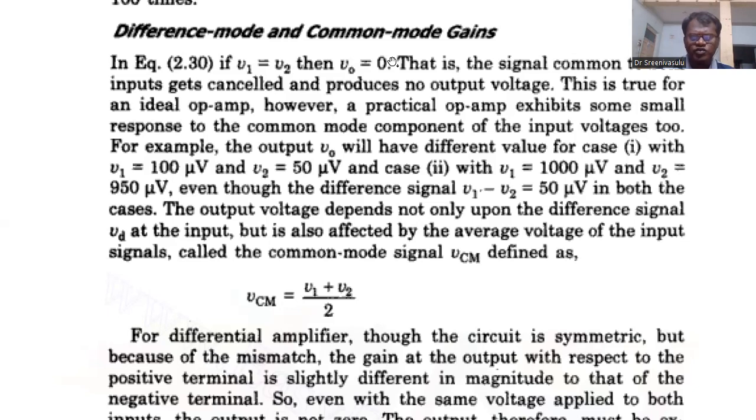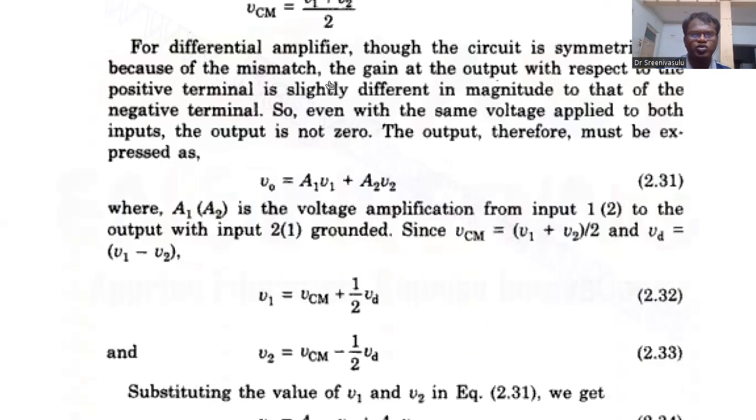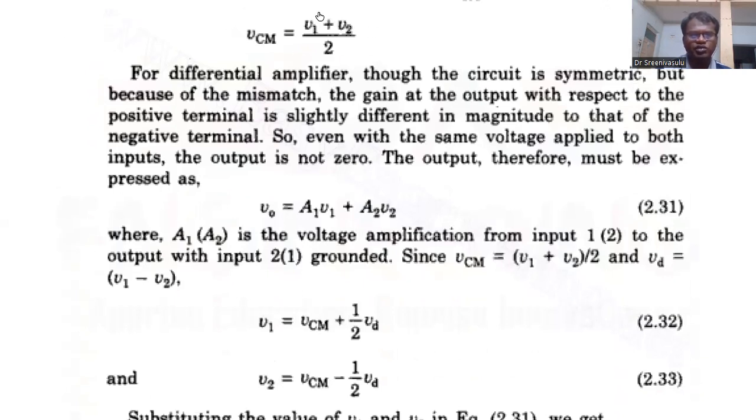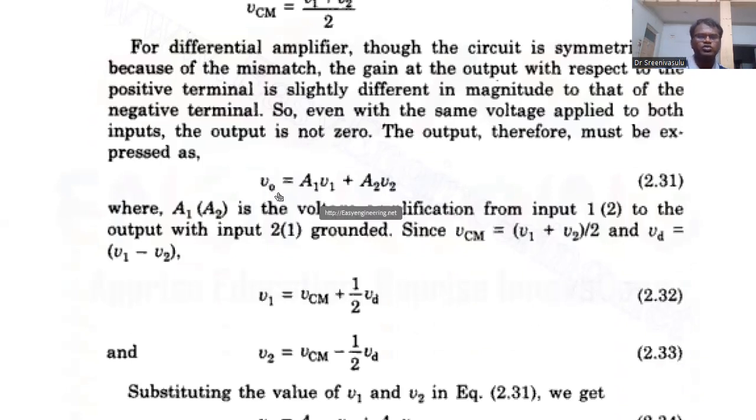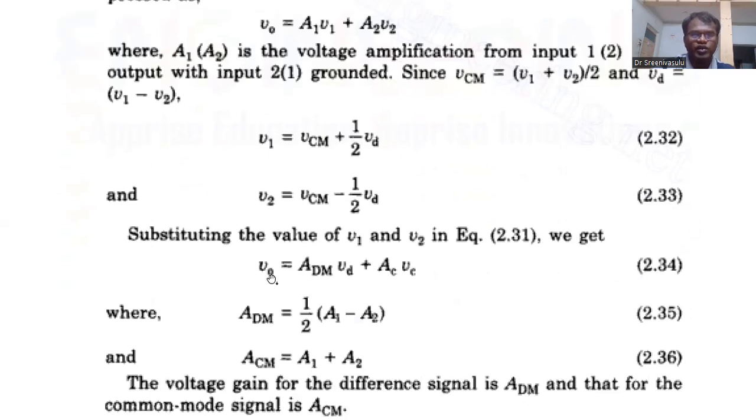So it is a severe problem in the operational amplifier. Now finally, you write Vo is equal to A1 V1 plus A2 V2. Here, A1 is the difference mode gain and A2 is the common mode gain. Now you can write these formulas in terms of VCM and VD. VCM means the average of these two signals. VD means the difference between the two terminals. If you do this analysis, finally Vo is equal to ADM VD plus ACM VCM.